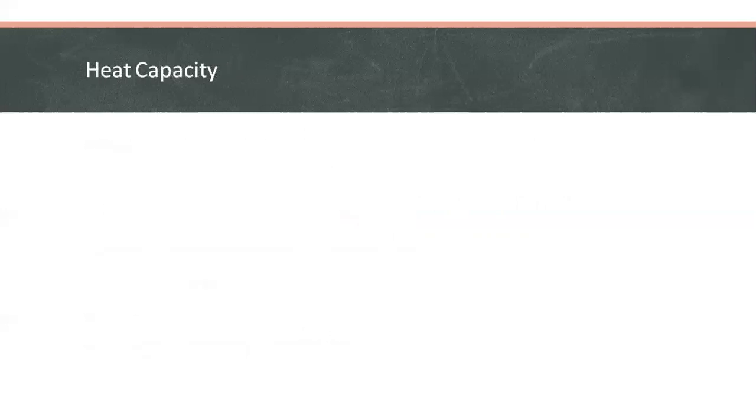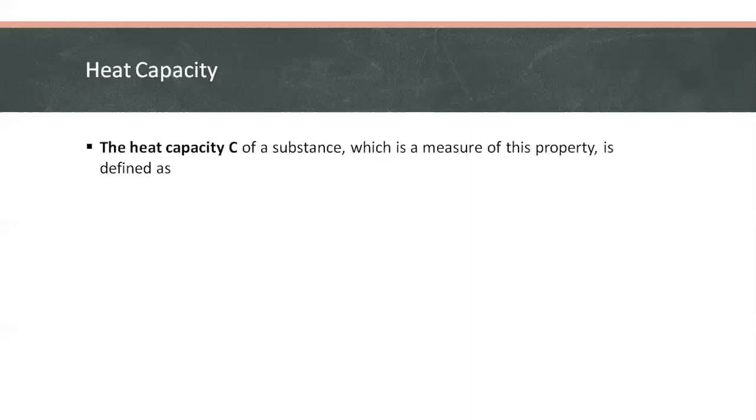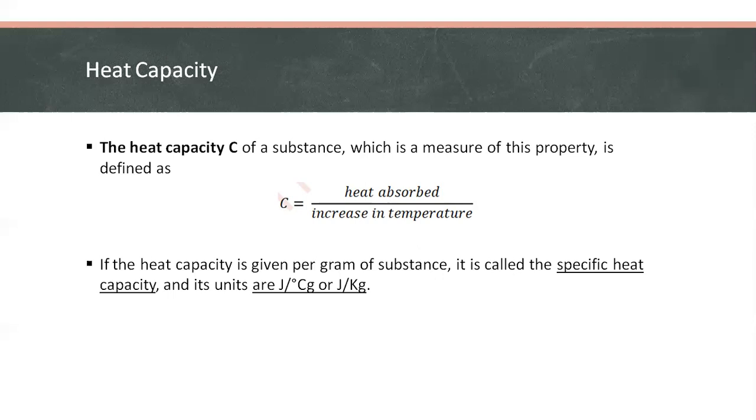Lastly, we have the heat capacity. Heat capacity of a substance, which is a measured property, is defined as C equal to heat absorbed over increase in temperature. When an element or a compound is heated, the energy required will depend on the amount of the substance present. Thus, in defining the heat capacity of a substance, the amount of substance must be specified.